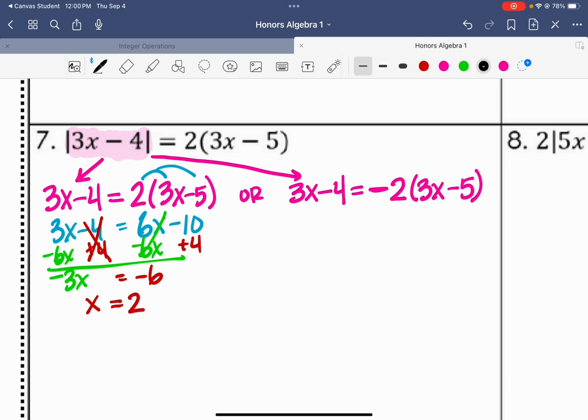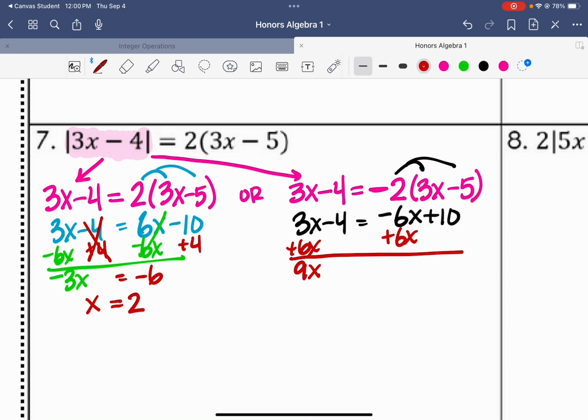On the second side, when I distribute, this could be negative 6x plus 10 equals 3x minus 4. When I add 6x to both sides, that becomes 9x. And then I could, at the same time, add 4 to both sides. So those all go away. So I get 9x equals 14. So this is going to be a nice one. x could equal 14 ninths. Woohoo! Okay, I have to check both of these now to see if they work in the original.